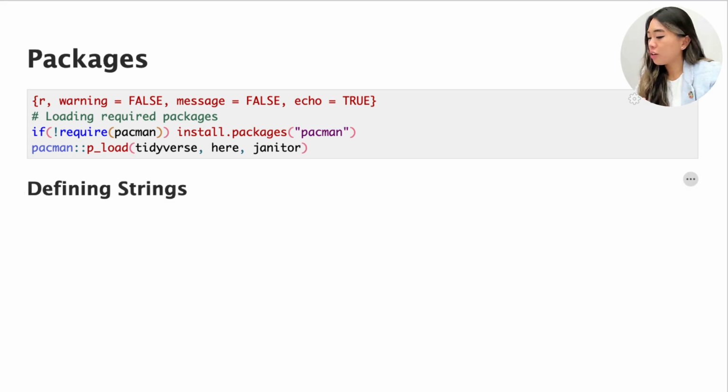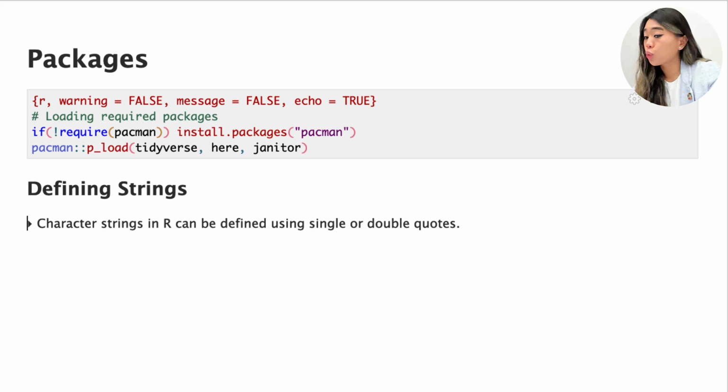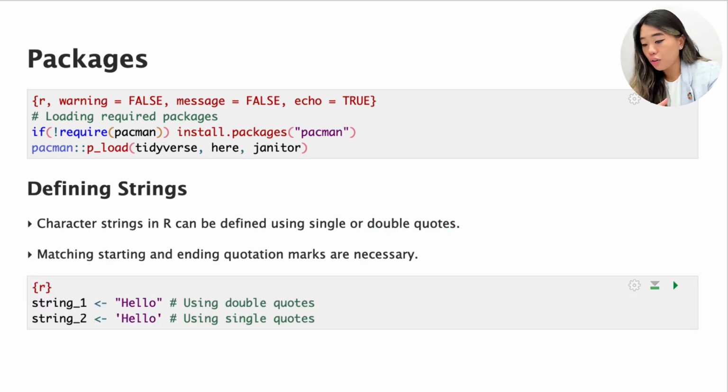So before diving right in, let's first define strings. Now, there are fundamental rules for defining character strings in R. Strings can be enclosed in either single or double quotes. However, the type of quotation mark used at the start must match the one used at the end. So, for example, if you start with a double quote, you must also end with a double quote. And vice versa, if you begin with a single quote, you must also end with a single quote.